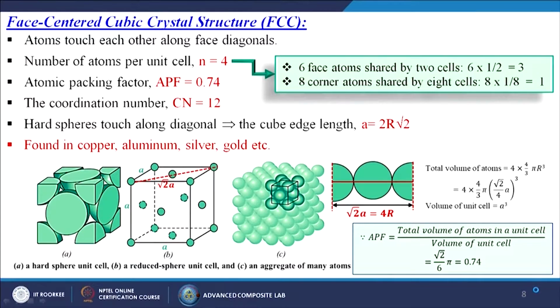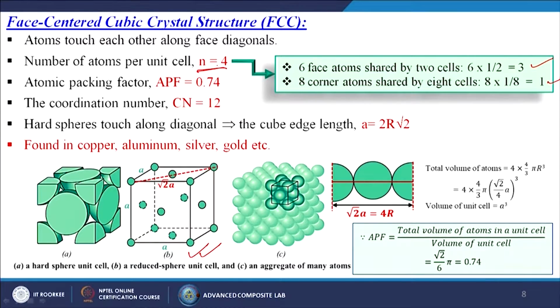Here the number of atoms per unit cell n is equal to 4. How are we getting this? If you see this B figure over here, you can see all the corners we are having 1 atom, then all the faces we are having 1 atom. So, 6 face atoms shared by the 2 cells, that is why 6 into 1 by 2 is equal to 3, and 8 corner atoms shared by the 8 cells, 8 into 1 by 8 is equal to 1. So, 3 plus 1 is equal to 4. So, the total number of atoms per unit cell is 4.